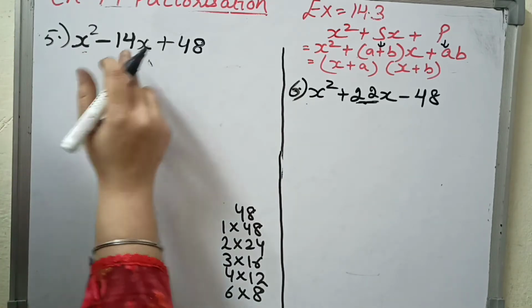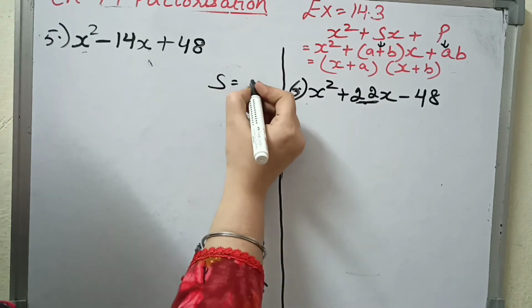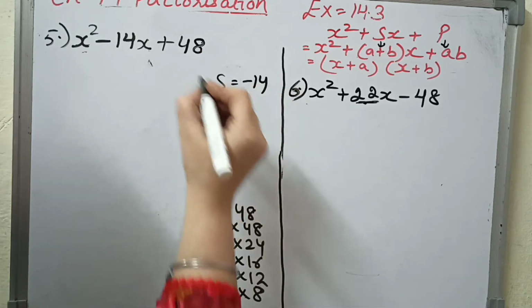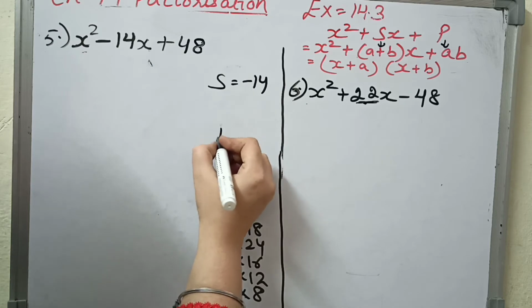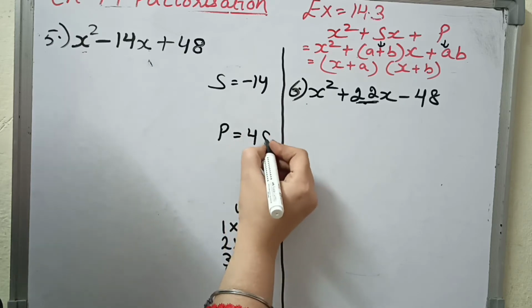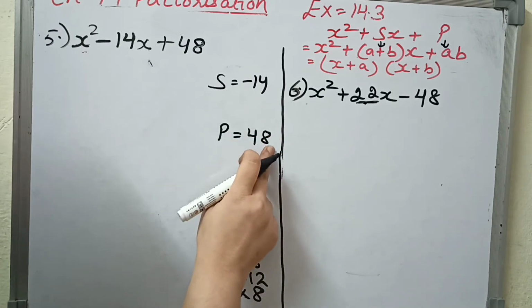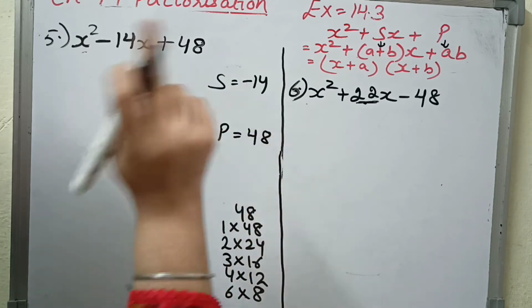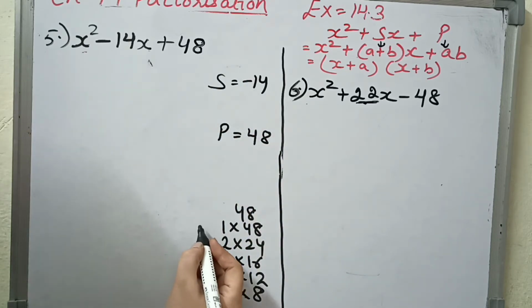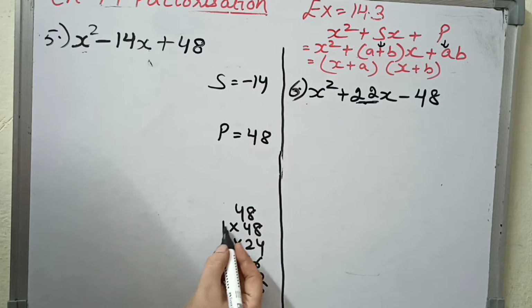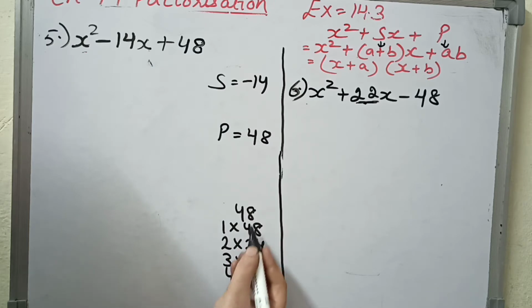Now again we split the middle term. Here the middle term is given to you, minus 14, and the constant term is given to you, that is product 48. Now again choose the factors of 48 which give us the sum minus 14. Now let us see the various factors of 48. You know 48, 1 into 48 is 48, 2 into 24 again 48, 3 into 16 48, 4 into 12 48 and 6 into 8 48.